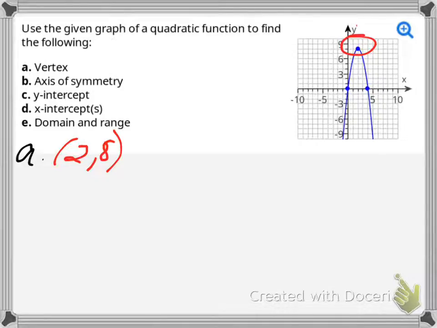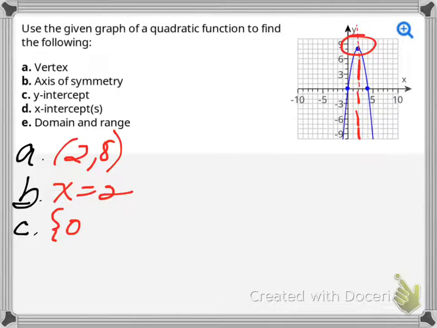Now, the axis of symmetry, that's that vertical line that goes through the vertex. And the equation of that vertical line is x is equal to whatever that x value is of the vertex. So in this case, the x value is 2, so the equation would be x equals 2.